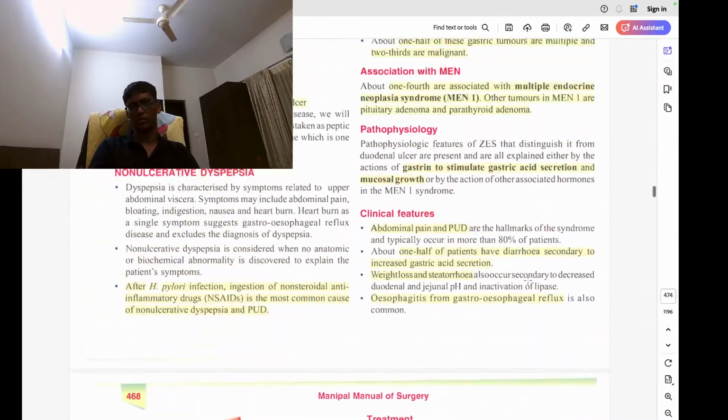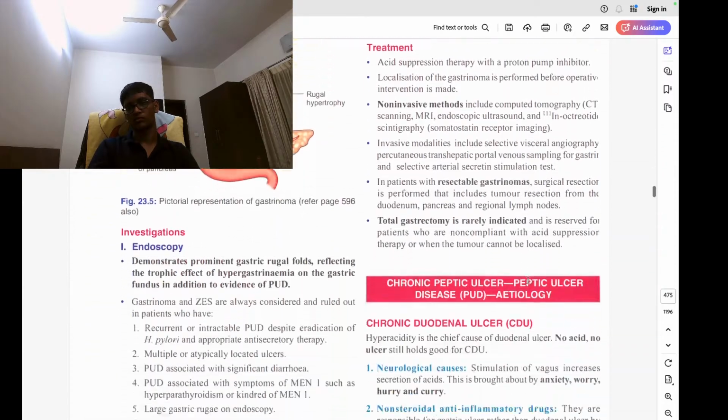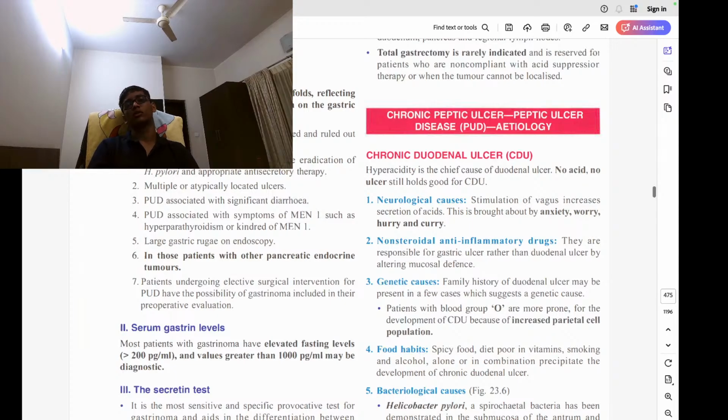This will be seen in Zollinger-Ellison syndrome. Investigations: do endoscopy, which demonstrates prominent gastric folds, reflecting the trophic effect of hypergastrinemia on the gastric fundus, in addition to evidence of PUD.